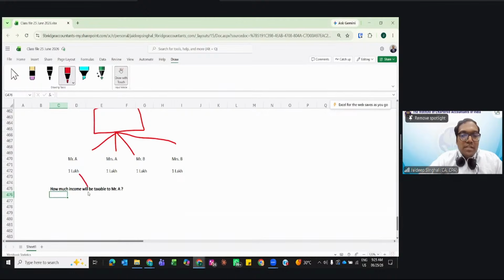Now, if partition happens and this property is divided, these two incomes will be clubbed in the hands of Mr. A. 2 lakhs will be clubbed in the hands of Mr. A. These will not be clubbed because on the brother or the brother's wife, no control is assumed, no influence is assumed. The clubbing provisions are not reflected here. Clear? I hope it's clear. HUF case.